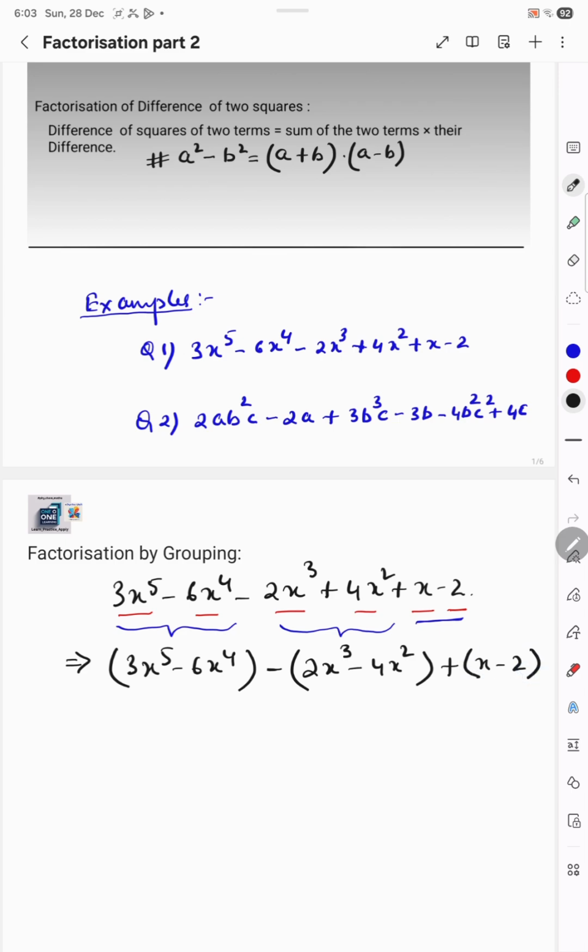Okay, now see what we can take common from this part. So x to the power 4 we can take common. So we'll take x to the power 4 common first. So we'll get 3x minus 6 here. Now in this term again we have x cube and x square. So we can take x square common from here. So it will be minus x square. So we'll have 2x minus 4 plus this term is as it is.